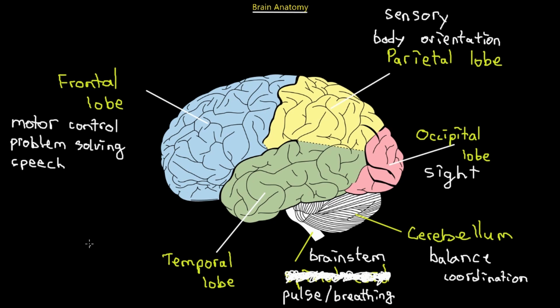And finally, the temporal lobe is responsible for auditory processing. So this is responsible for hearing. Also language comprehension, so language. So it's able to interpret the things that you hear, the sensation of hearing. It's also responsible for memory and information retrieval, so also memory.